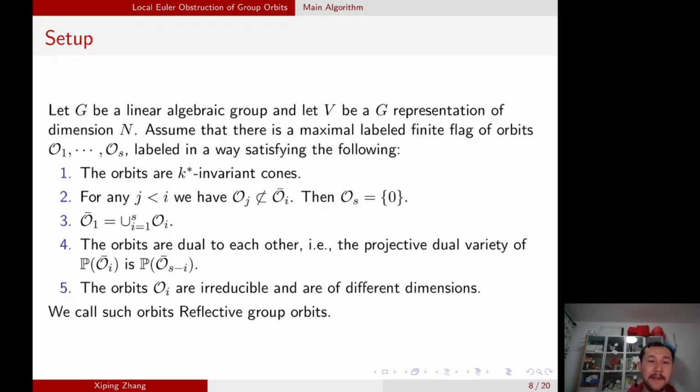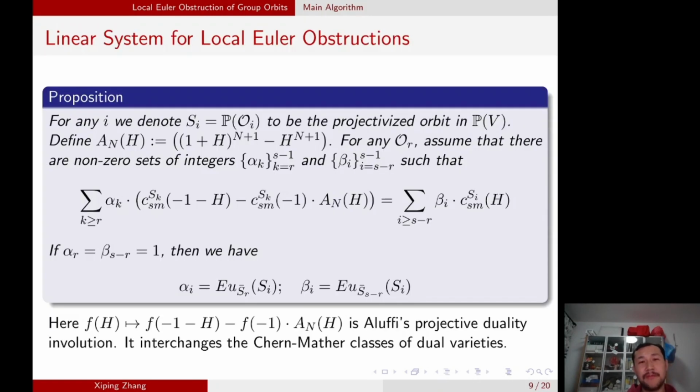Okay. So the algorithm is based on the following proposition. Basically it says that if we know the Chern-Schwartz-MacPherson classes of all the orbits of such a reflective group action, then we can compute the local Euler obstruction from the Chern-Schwartz-MacPherson classes.